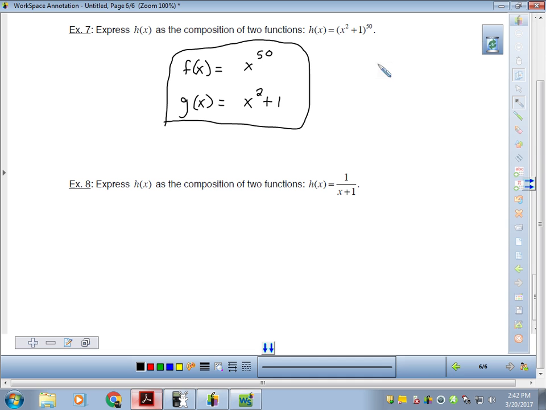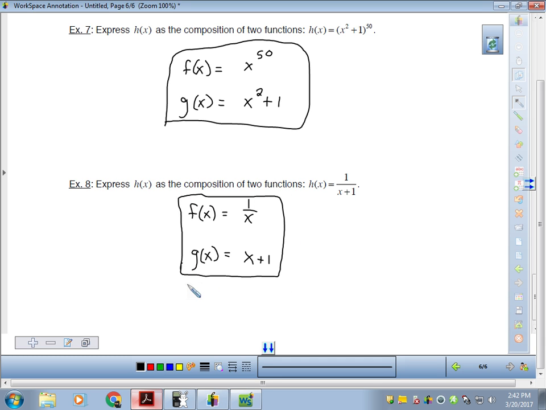Alright, last one. Example 8 says express h of x as the composition of two functions. H of x equals 1 over x plus 1. So we want f of x, and we want g of x. Alright, this one's a little trickier, but most people see it usually. Inner function, it's x plus 1. It's this part right here. Now what is it inside of? It's inside 1 over x. 1 on top, and then there's stuff on bottom. This x plus 1 would get plugged in for that x on the bottom, and that would give you your function. Okay? So not too bad.